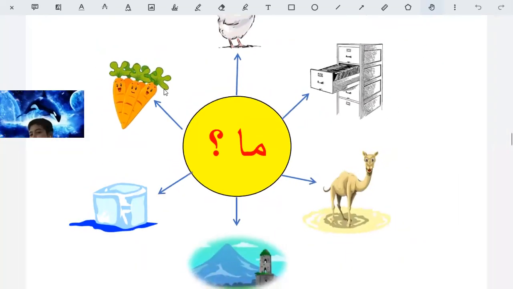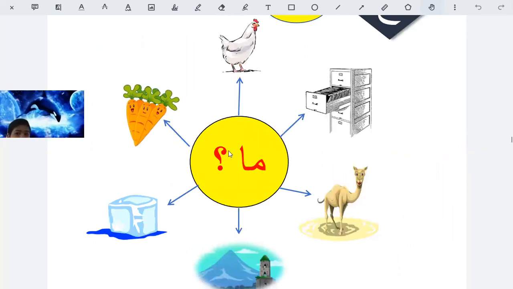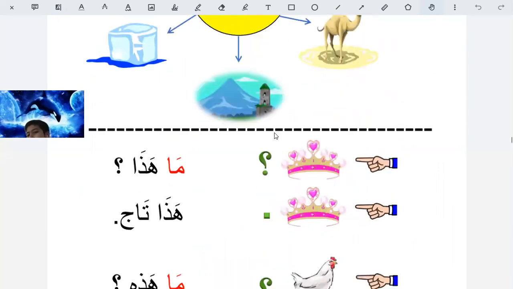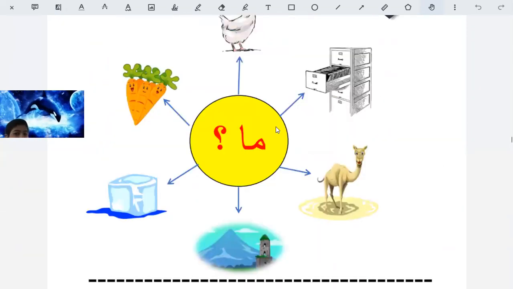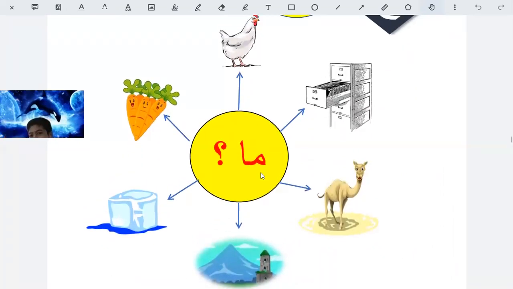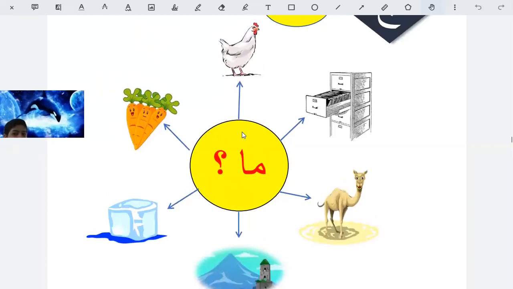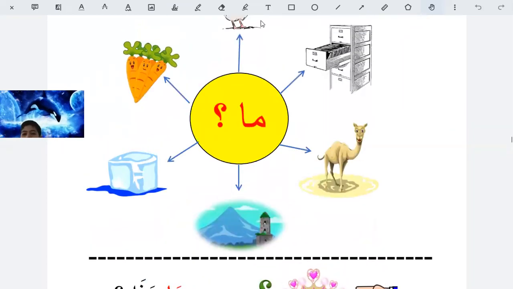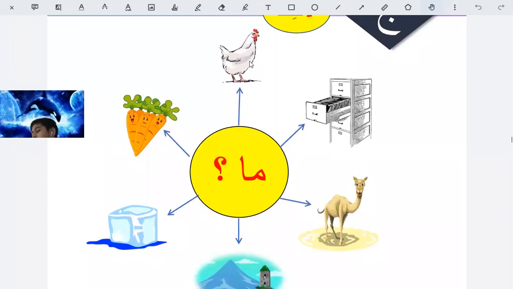Then what does ma mean? Ma means what? What camel? Yes, mm-hmm. And it is used for things and animals. So if you would like to ask what chicken, you will say ma. Ma hazihi. What is this? Ma. Then the answer: hazihi dajaja. Okay. No, we are not discussing the kind. We'll just say ma hazihi and you will answer hazihi dajaja, okay?